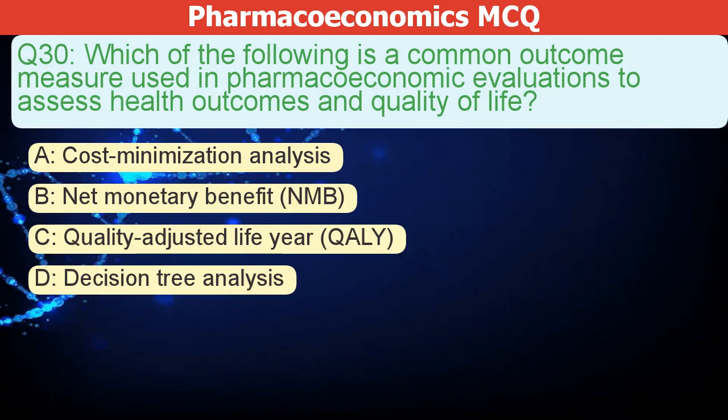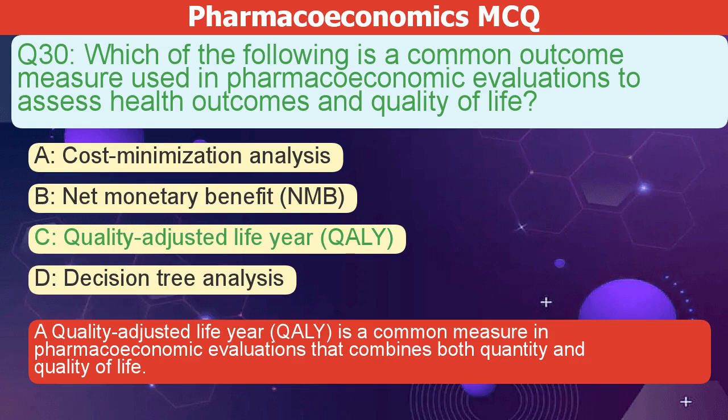Which of the following is a common outcome measure used in pharmacoeconomic evaluations to assess health outcomes and quality of life? A. Cost minimization analysis. B. Net monetary benefit, NMB. C. Quality adjusted life year, QALY. D. Decision tree analysis.